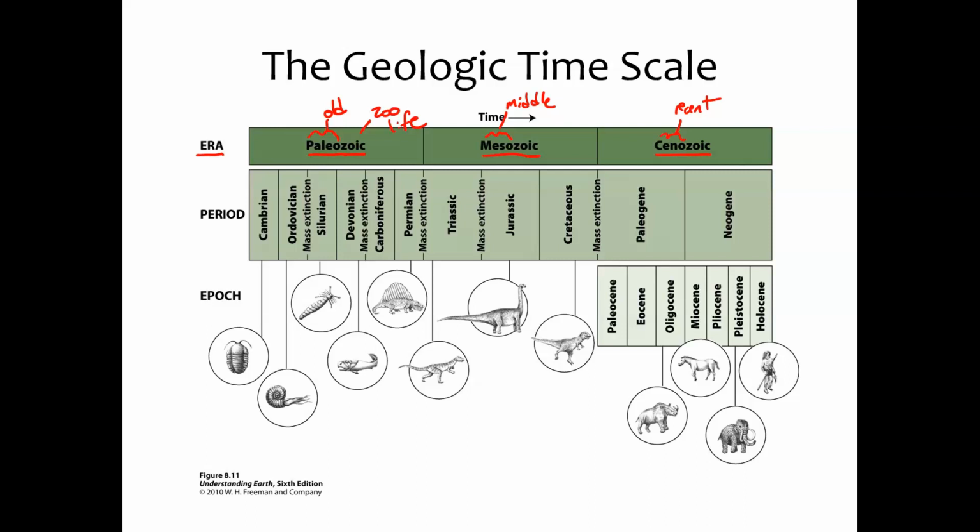Using that, you should be able to look at one of these eras and break down whether it's the older or the middle or the most recent one. That's the easiest way to memorize that. I do want you to be familiar at least with a couple of the periods. In Tennessee, we have a lot of Cambrian and Ordovician rock that's exposed, at least in East Tennessee. And that's part of the Paleozoic era.